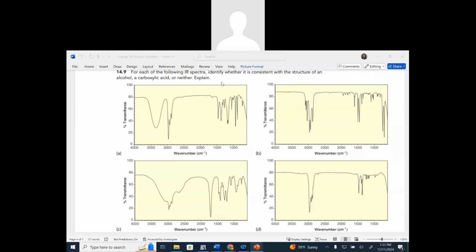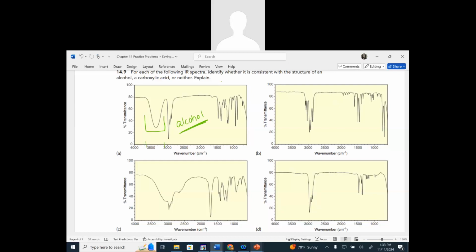So let's take a look at spectrum A here, and what characteristic stretches do we see? Well, we definitely see a broad signal in this region here between 3200 and 3600, right? So about here to here, and that is characteristic of an alcohol. So we would say that this first spectrum is that of an alcohol.